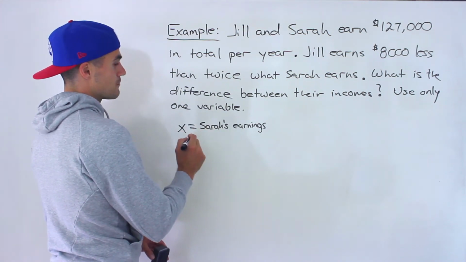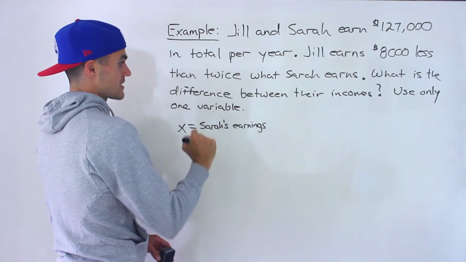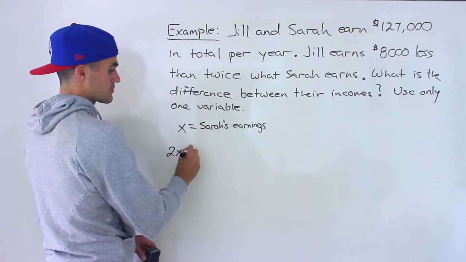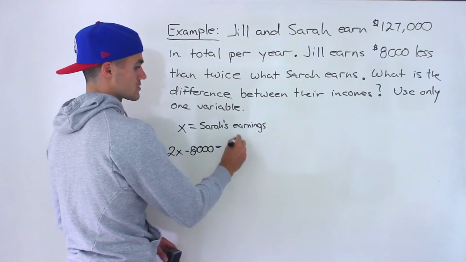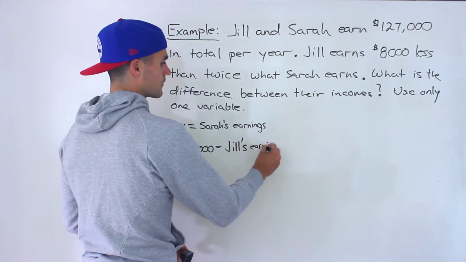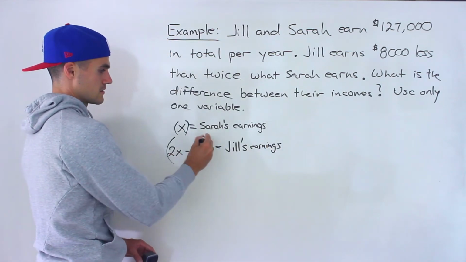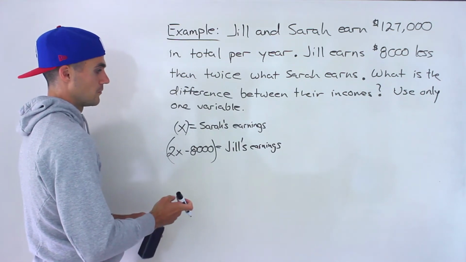So what does that mean? Jill earns $8,000 less than twice what Sarah earns. So if we multiply Sarah's earnings by 2 and then subtract 8,000, we would get Jill's earnings. Right, so this is Sarah's earnings, and that's Jill's earnings. And notice how we've only used one variable this whole time.